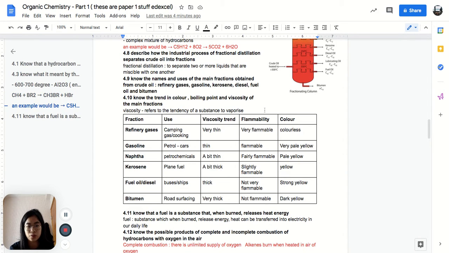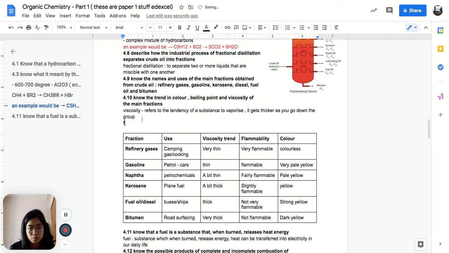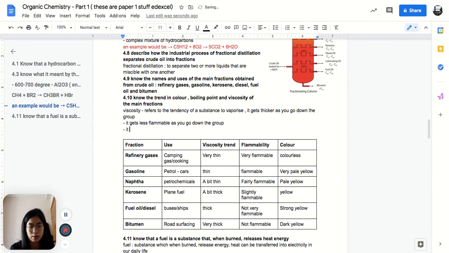So I'm just going to write that down so you remember. It gets thicker as you go down the group. It gets less flammable as you go down the group. It gets darker as you go down the group as well. So this is just something that you've got to know.